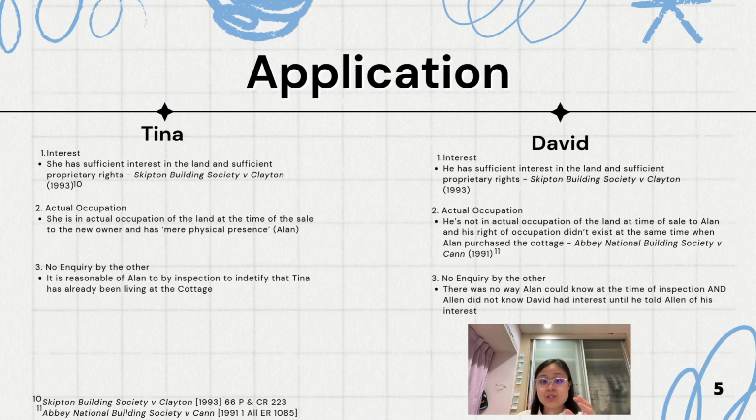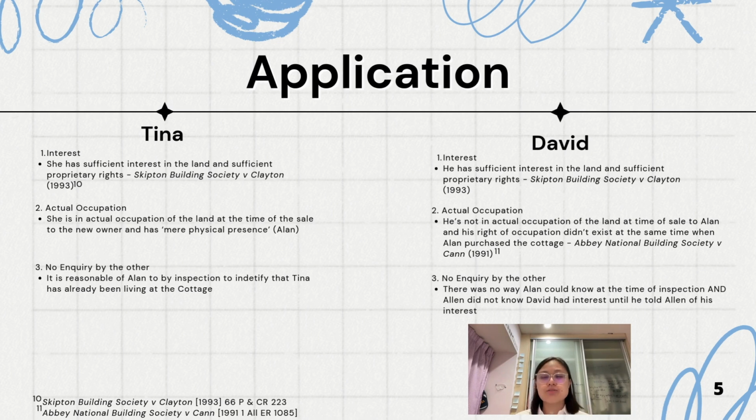At the time she was actually living in the property, and when Alan bought the property, she was already there. For no inquiry by the other, it is reasonable for Alan by inspection to identify that Tina has already been living in the cottage, so it was obvious. So by looking at it, Tina is more successful. But for David, this is where it gets interesting, especially for the second element of actual occupation. For interest, he has sufficient interest in the land and sufficient proprietary rights because of his pre-agreements with his brother Charles.